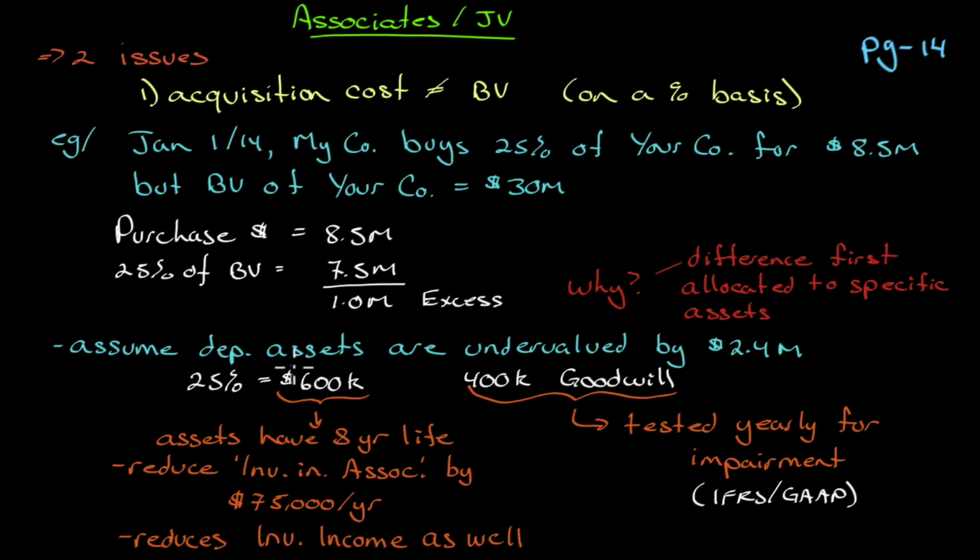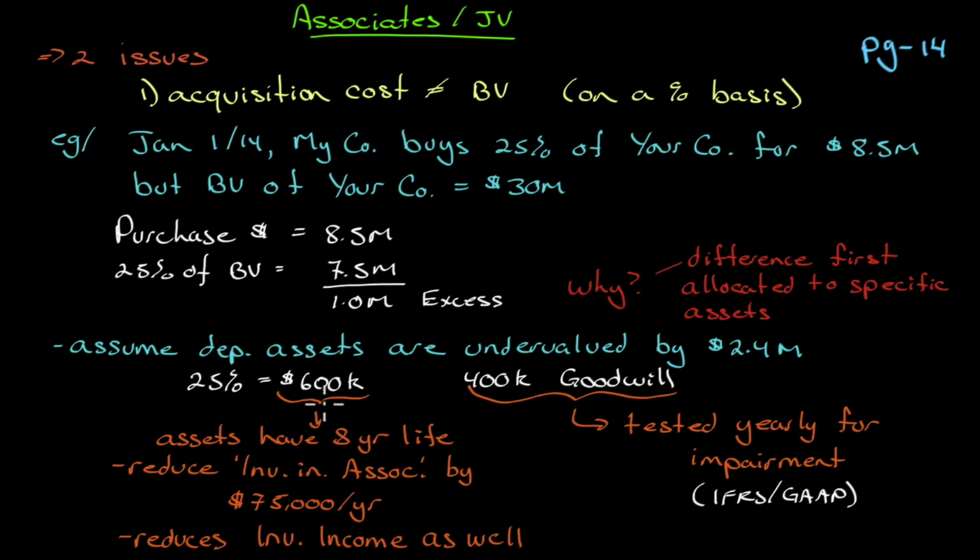Let's assume that depreciable assets are undervalued by $2.4 million. So you may have $30 million of book value, but we think that you have $32.4 million when we look at fair value. So we look at the fair value of your depreciable assets. They're undervalued by $2.4 million. Since we have a 25% interest, 25% of that is $600,000. So we've accounted for $600,000 of the million. The other $400,000 we will call goodwill.